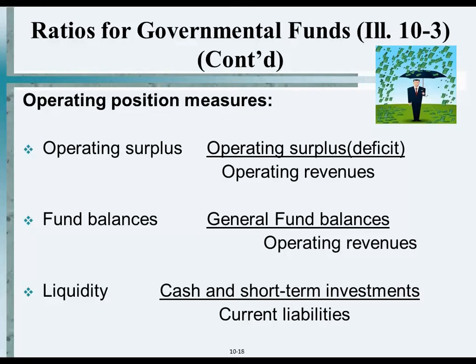So in this case, what you need to remember is that if this ratio is less than 1, you're going to have a problem, right? And when you have that problem, what do you do then? You go out and borrow money, right? Tax anticipation note or some other short form of financing.